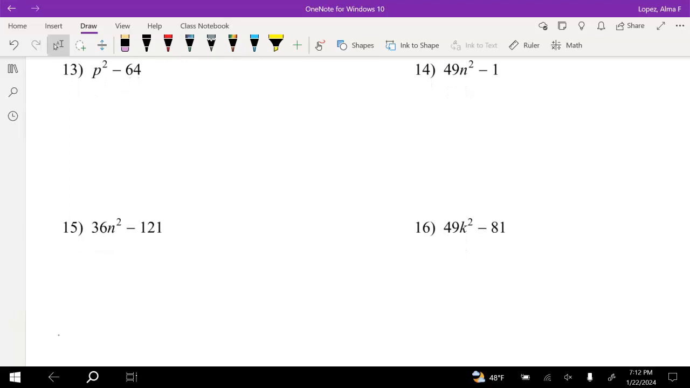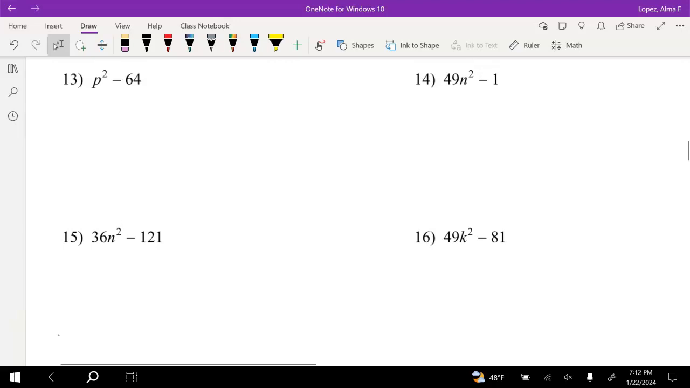On number 13, we have p squared minus 64. Pause the video for a little bit and see if you can do this one at your seats. Okay, we have the negative. The number being squared in the first position is p, and the number being squared in the second position is an 8. Since we have a difference of 2 perfect squares, you open up your 2 parentheses factors. The first base goes in the first position. The second base goes in the second position with a plus and a minus between them.